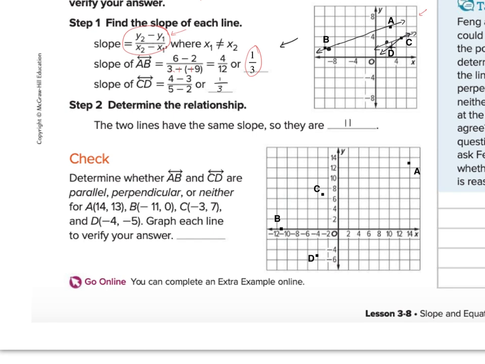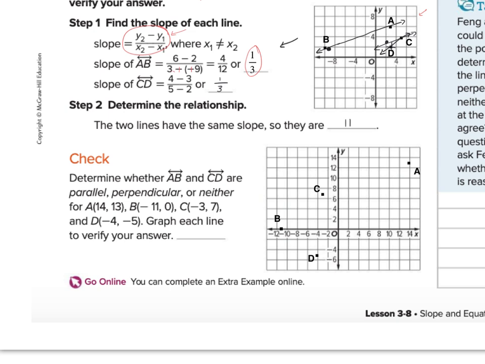All right, so here, doing the same thing. Hopefully I've done a little bit better job plotting these points for us. Nothing like making mistakes like that. So here, AB, and then CD. Let's check our points. Looks like A is 14, 13. That looks good. B is going to be -11, up 0. C is going to be -3, 1, 2, 3, and up 7. And then D is going to be -4, -5. So I did a little bit better job here graphing.